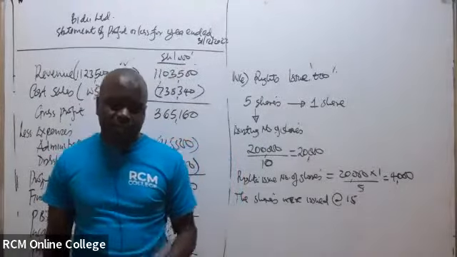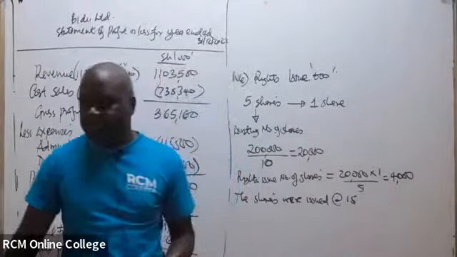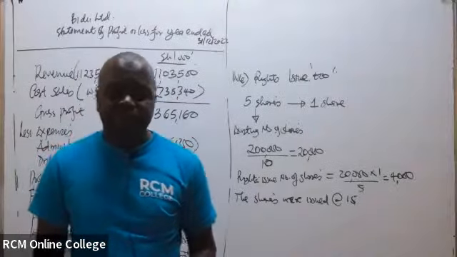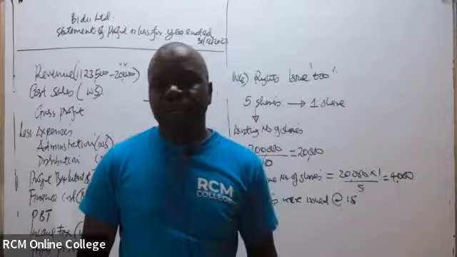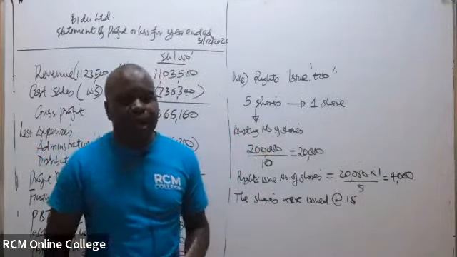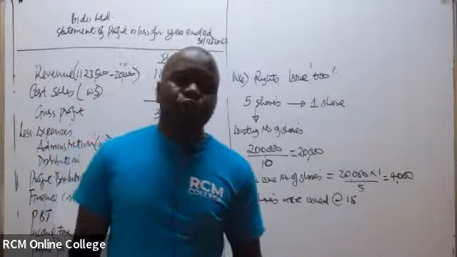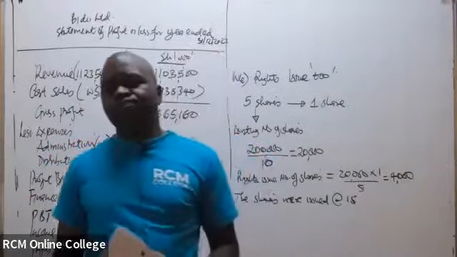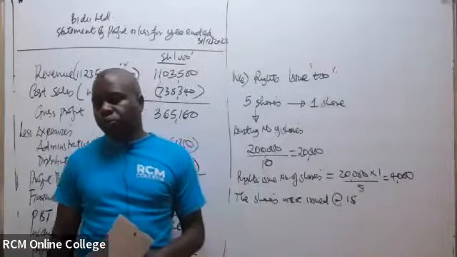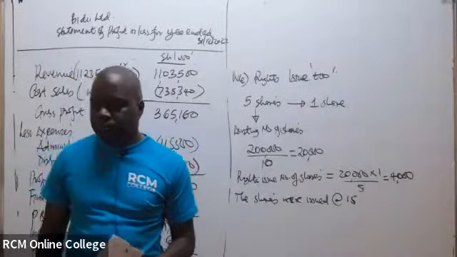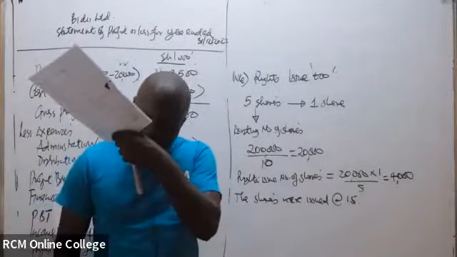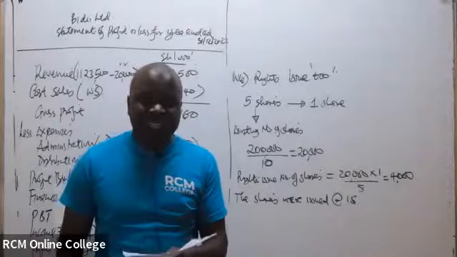So the par value was 10, but in this case they issued them at 15 shillings. We'll say the shares have been issued at a premium. So in this case, our premium amount will be how much? It will be 5 shillings per share. That's what you need to take note of.